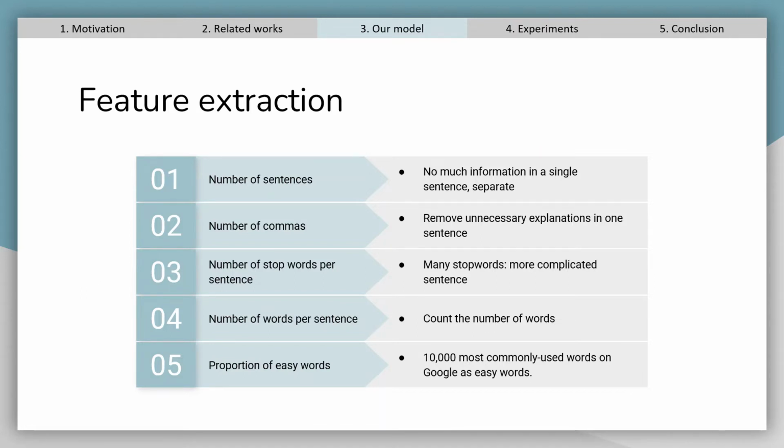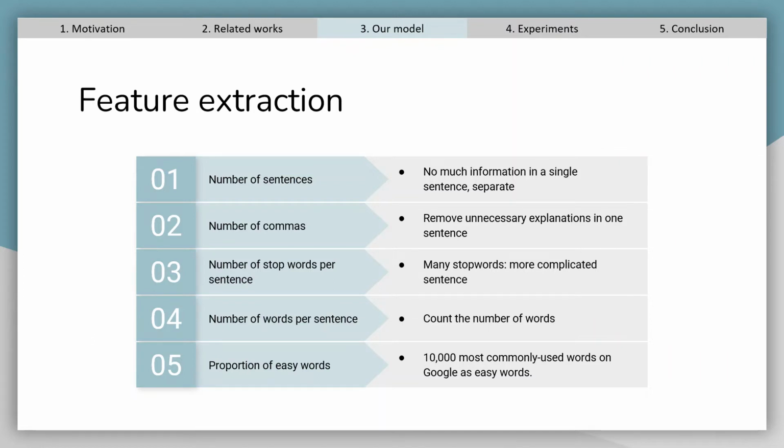Number 1. Number of sentences. Splitting a sentence into separate ones increases its readability. Number 2. Number of commas. Commas are usually used to provide details that might be unnecessary to a reader with concentration issues. Number 3. Number of stop words per sentence. Stop words increase the sentence difficulty.